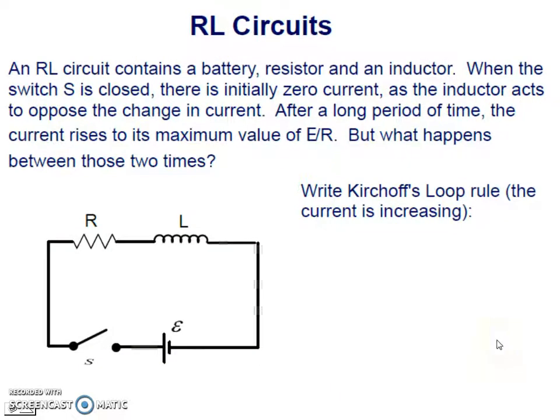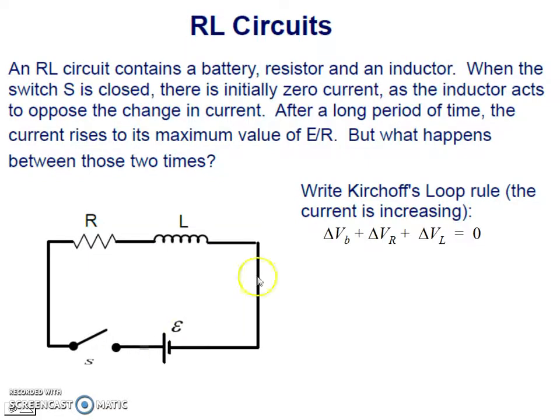Alright, so now we're going to put it in conjunction with a resistor. Here's where it gets fun. So read this. We're going to do Kirchhoff's loop rule for the current increasing, right? We close the switch, all of a sudden there was no current, all of a sudden there is a current, the current is increasing. What happens?